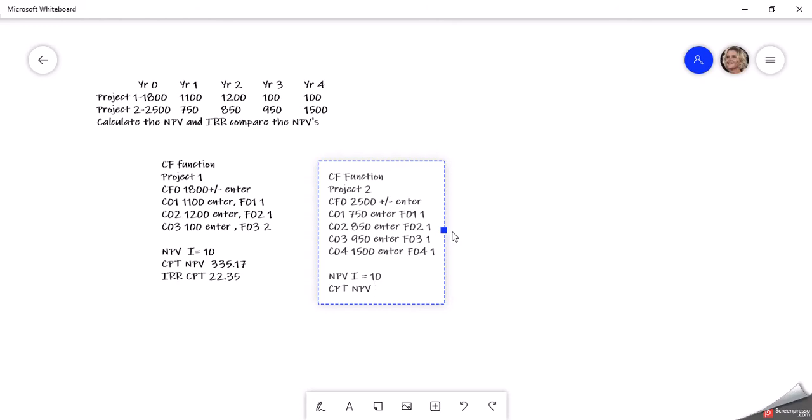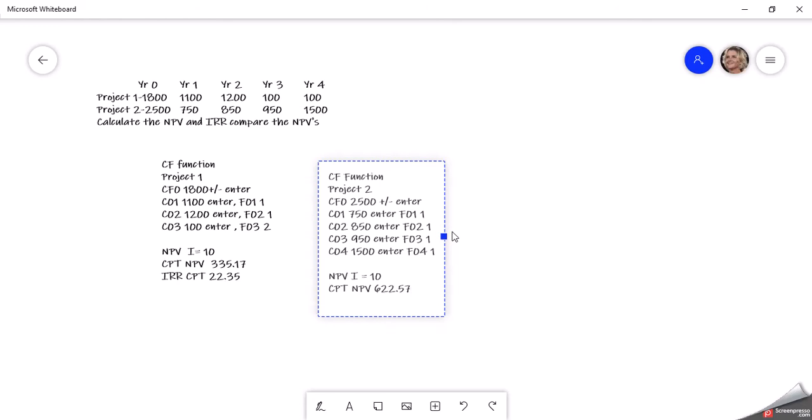Go to our cash flow function, 2,500, make it negative, push enter, is our cash flow for year 0. 750 is our cash flow for year 1, push enter, frequency of 1. 850 is cash flow for year 2, hit enter, frequency of 1. 950 is cash flow for year 3, hit enter, frequency of 1. Then our cash flow for year 4 is 1,500, hit enter, frequency of 1. Come over to the net present value button, our I is equal to 10, arrow down and compute, and that gives us 622.57 if I round it.